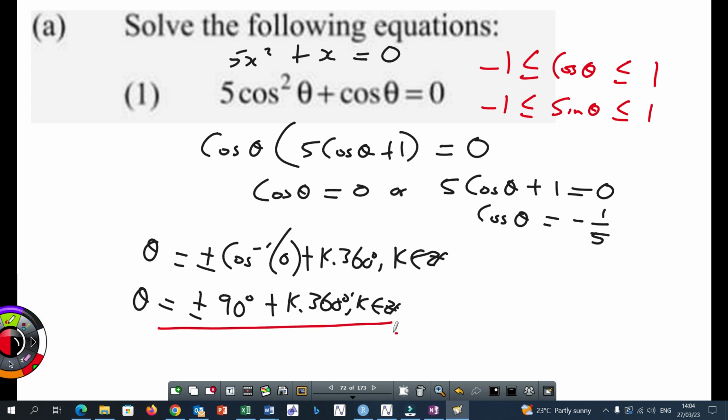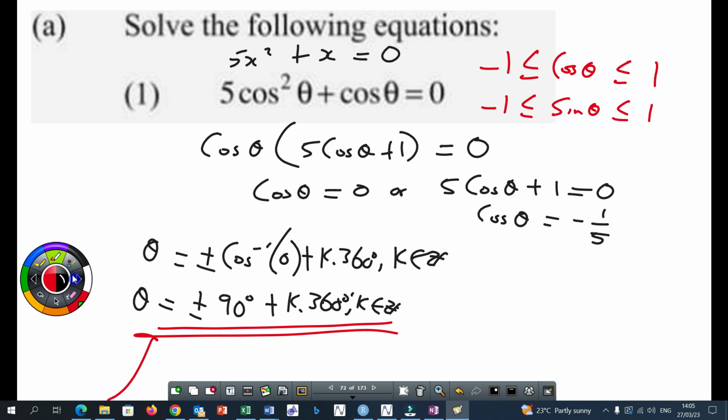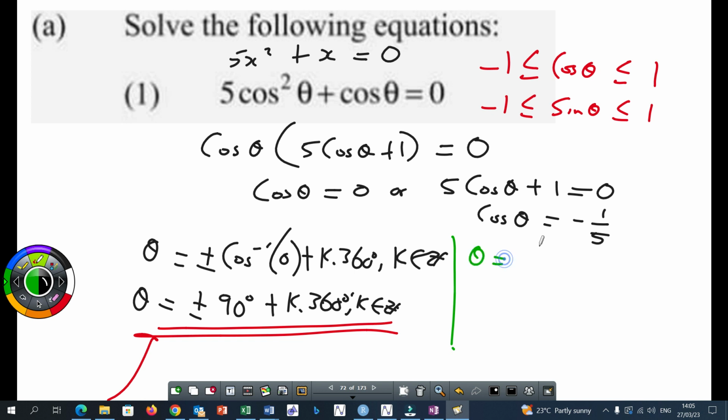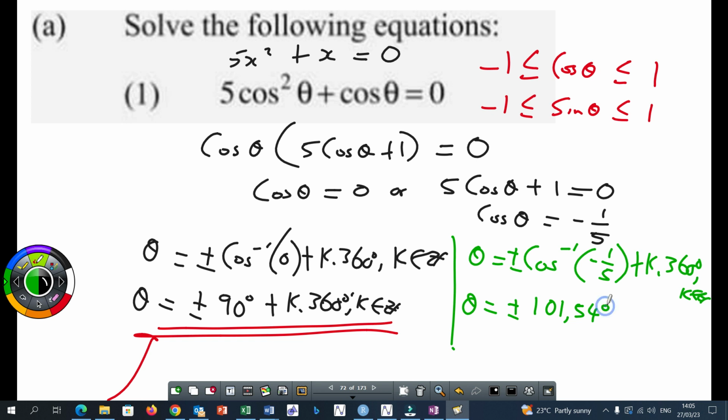Please take note, these are the first 2 solutions. Then the second one, from here I'll have theta equal to plus or minus shift cosine of minus 1 over 5 plus k times 360 degrees, where k is an integer. So you get theta equal to, what is shift cosine of minus 1 over 5? It's 101.54 degrees plus K times 360 degrees, where K is an integer.